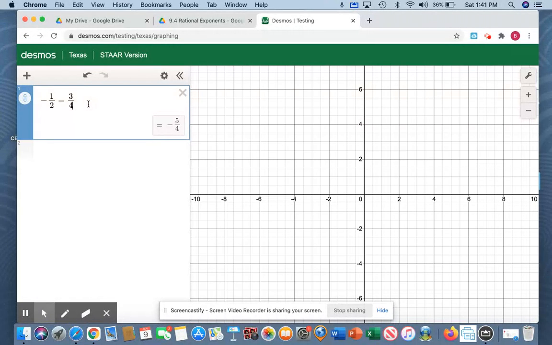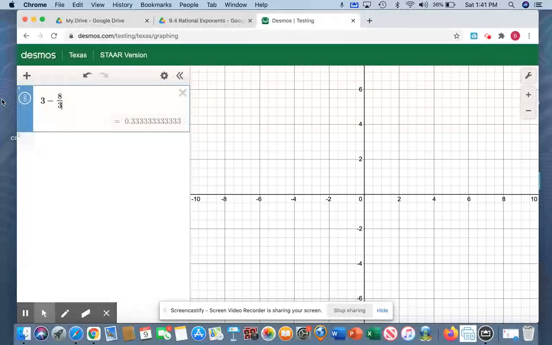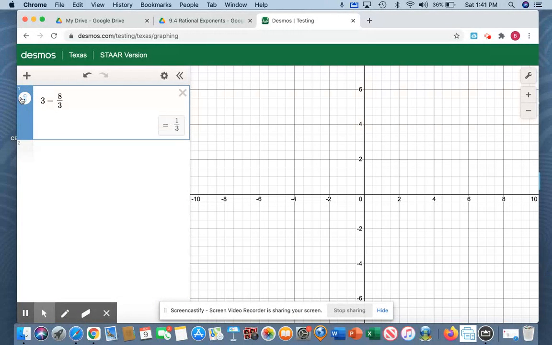This one, no numbers, so I'm starting with just the y as my base. And then I have 3 minus 8/3. So 3 minus 8 divided by 3 is 1/3. Positive, so I am done.